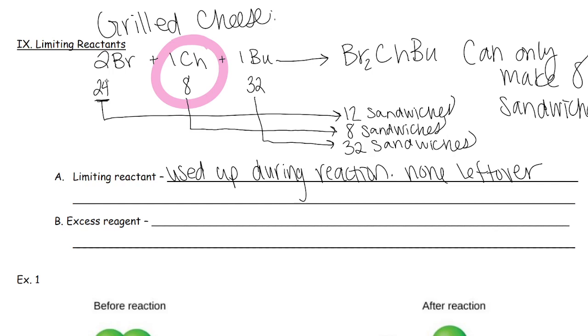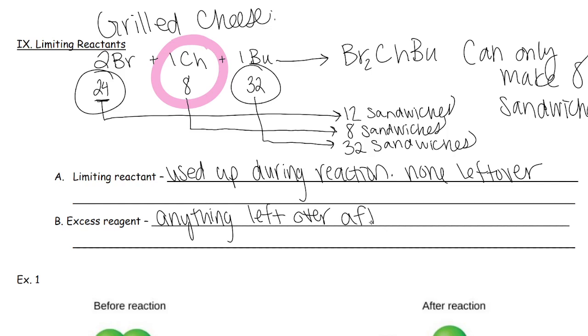I will have a certain amount of bread left over, and I will have a certain amount of butter left over, because those are what we call our excess reagent or excess reactant. It will mean the same thing. So your excess is anything left over after the reaction takes place.